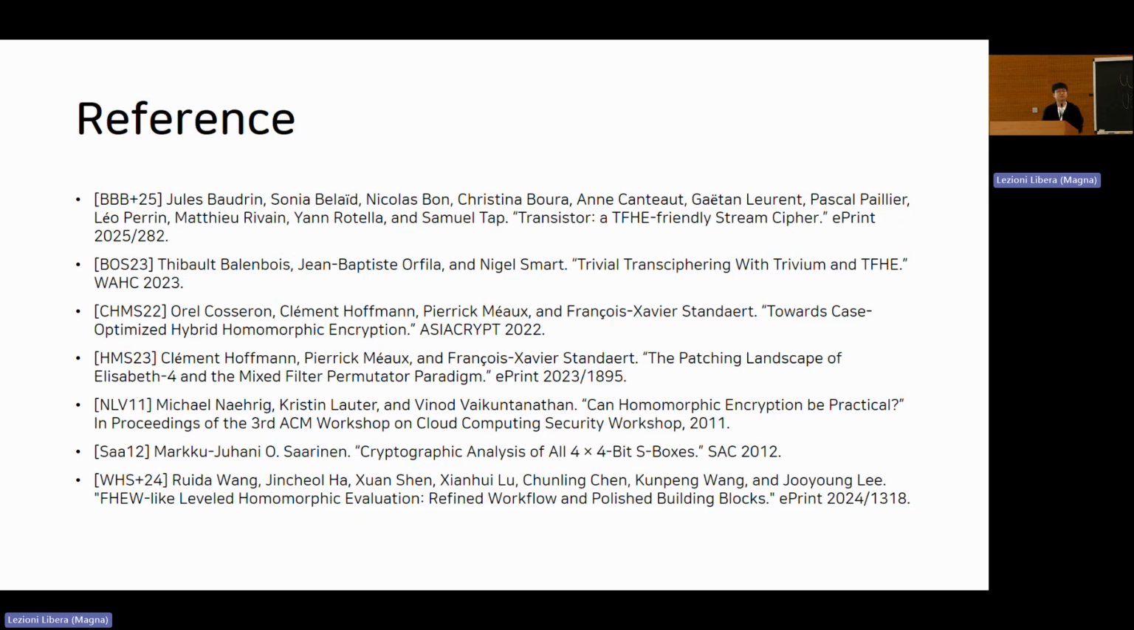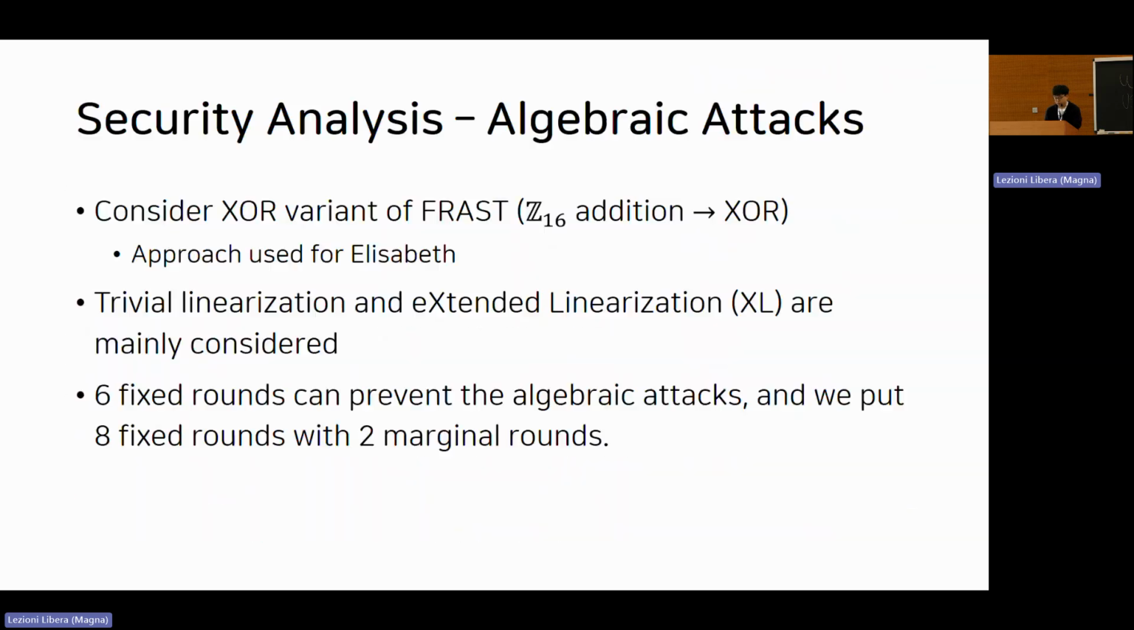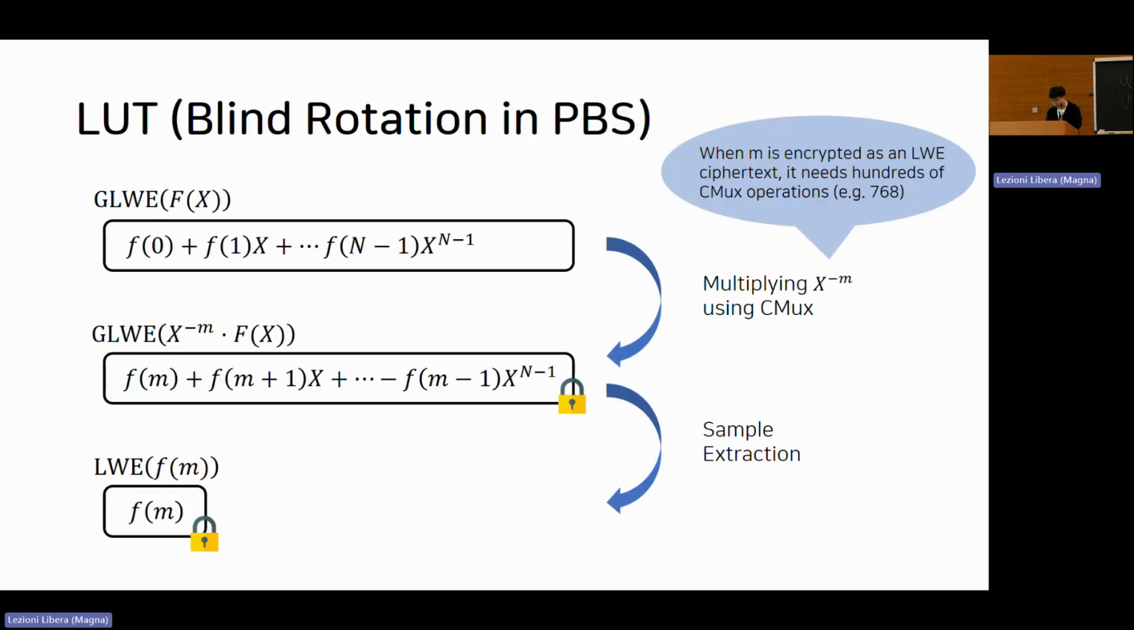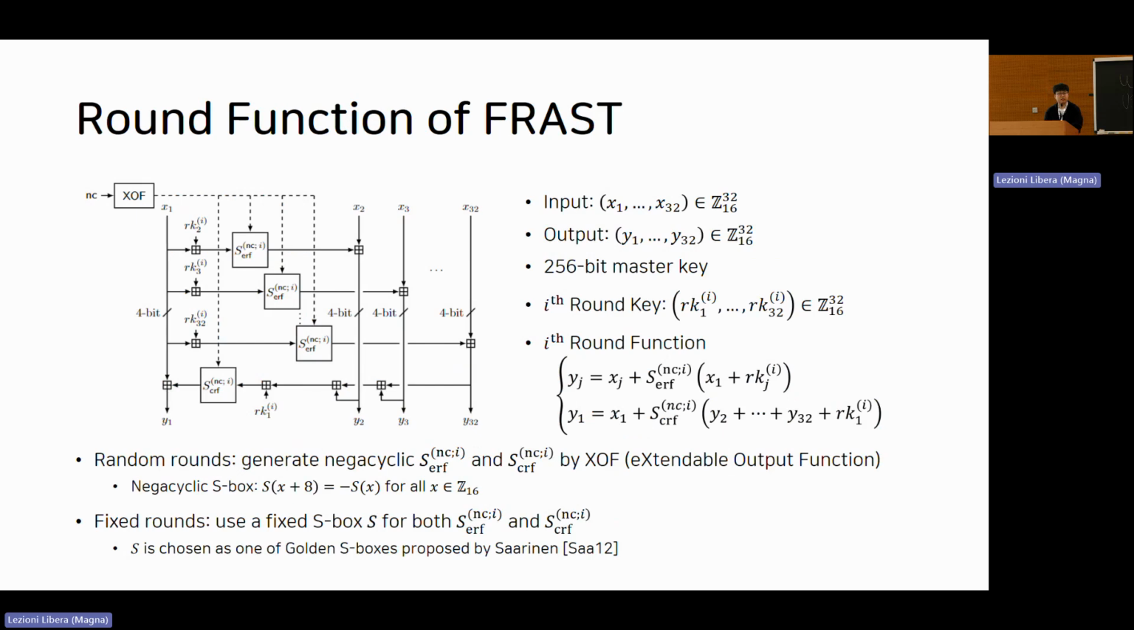I have one small question. So you say you use a random S-box. Is it required to be a permutation or not? For random rounds, it is not a permutation because we use the legacy click S-box, which might not be a permutation. But for fixed rounds, it is a permutation.